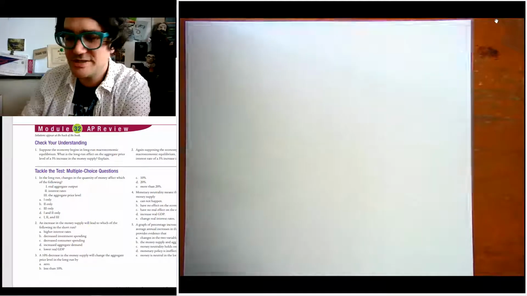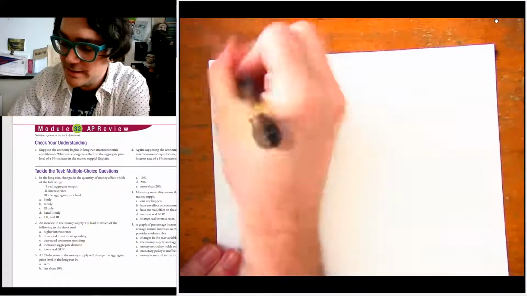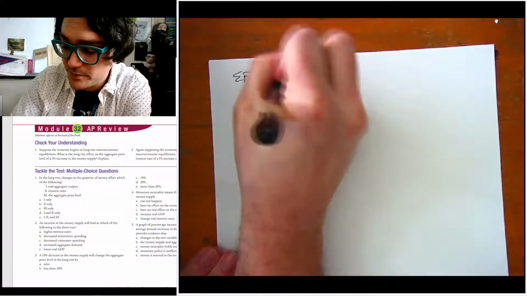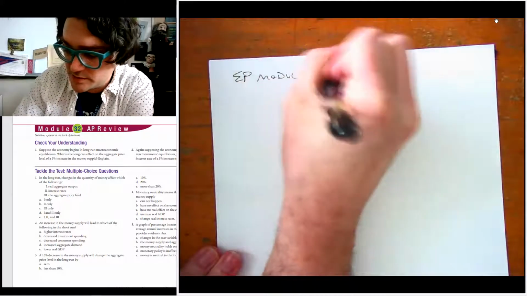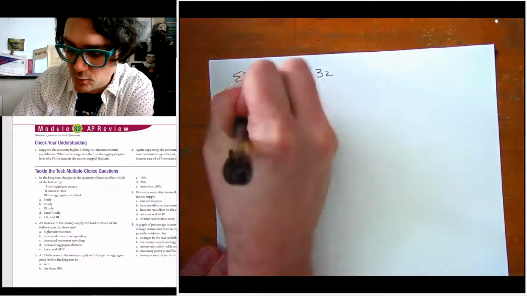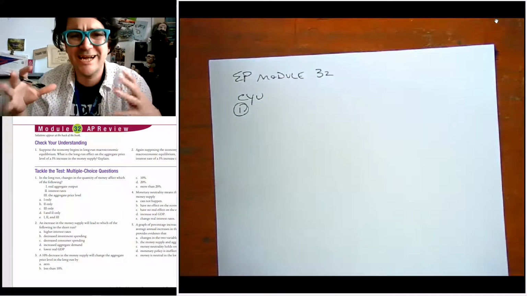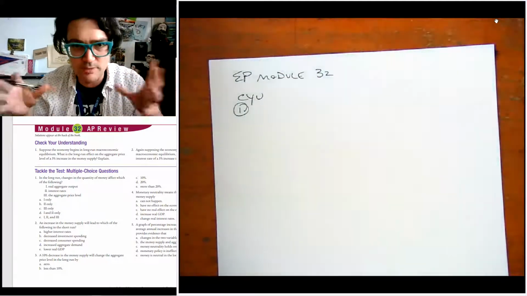Well, hi there. So in this video, we're going to take a look at Extra Practice Module 32. Get started here. Check your understanding number one. Suppose the economy is in a long run equilibrium.